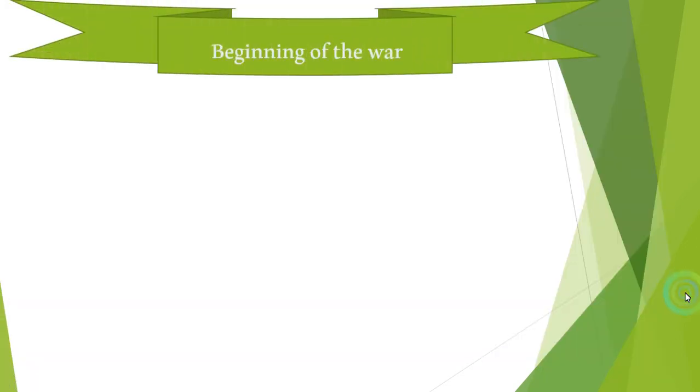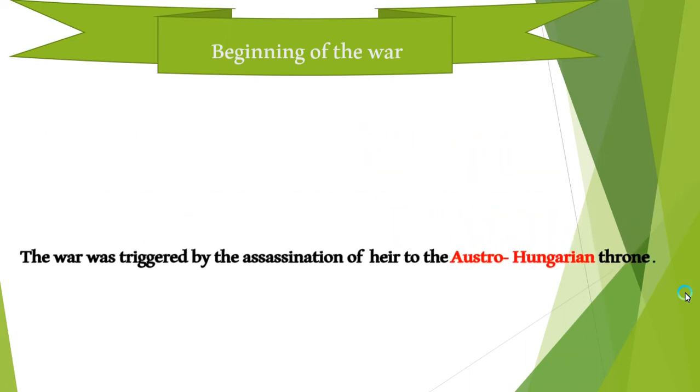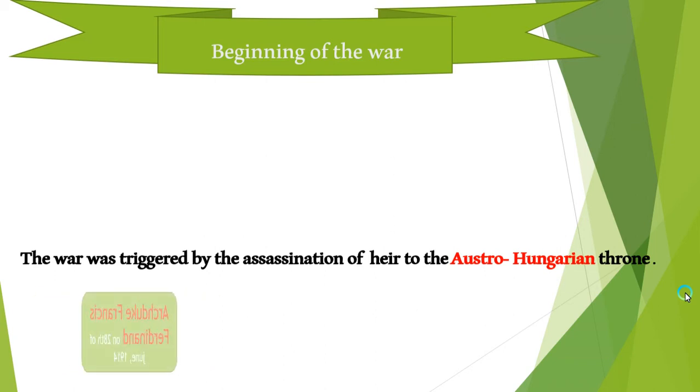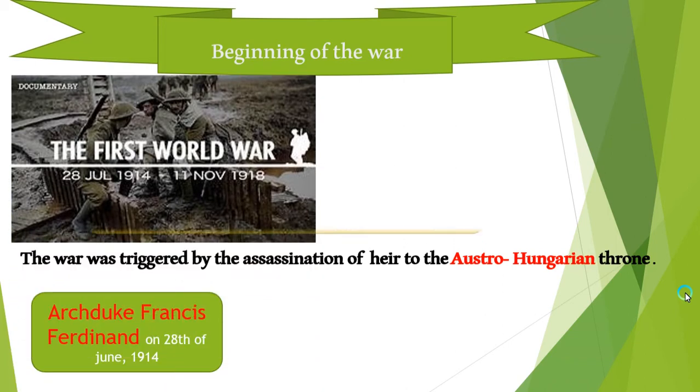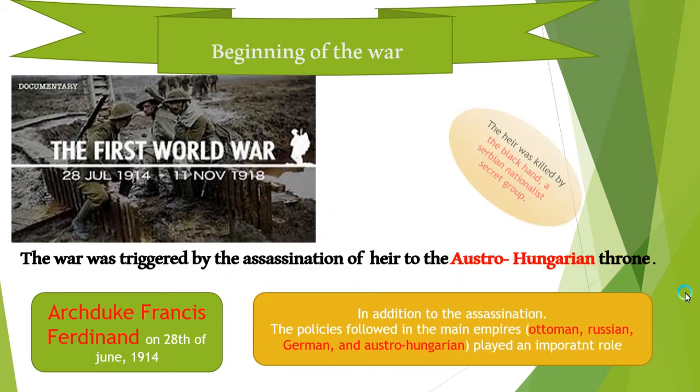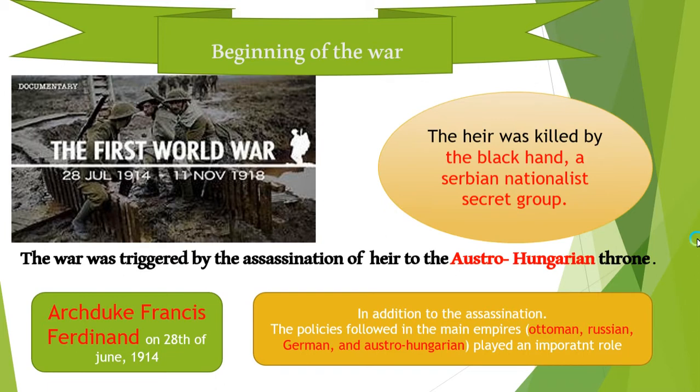And then one of the main causes of the beginning of the war. The beginning of the war, as he said, was triggered by the assassination of the heir of the Austro-Hungarian throne. The heir is called what? The Archduke Franz Ferdinand was assassinated. Assassinated by whom? By the Black Hand, the Serbian Black Hand, a Serbian nationalist secret group.